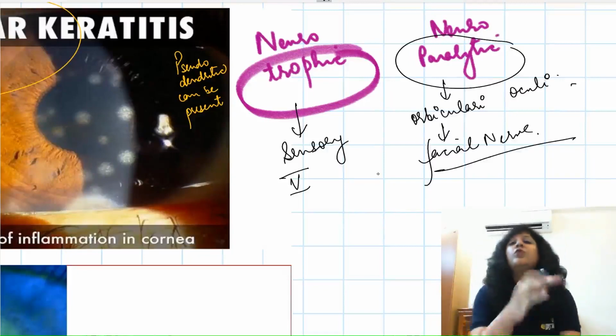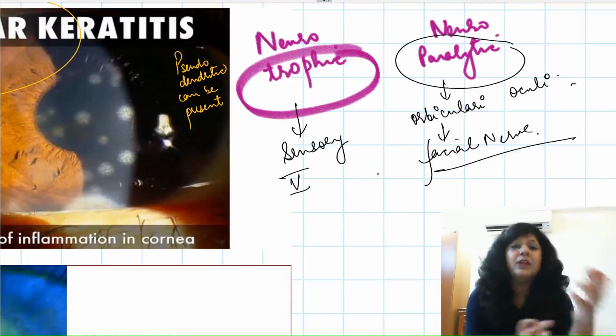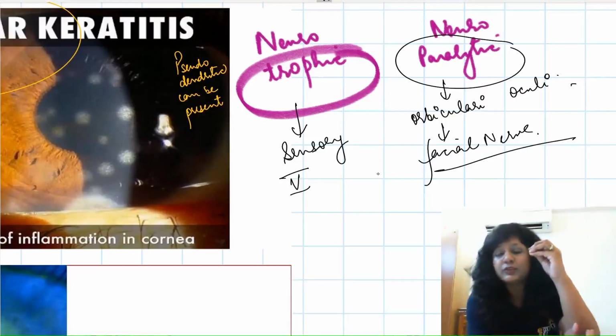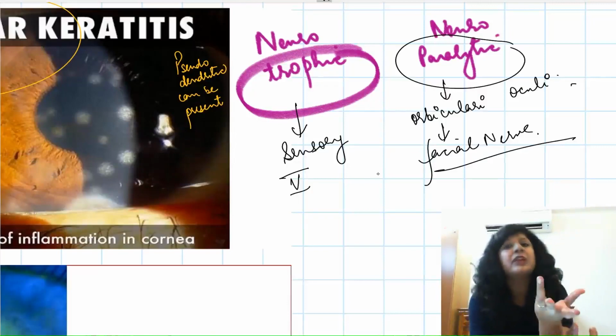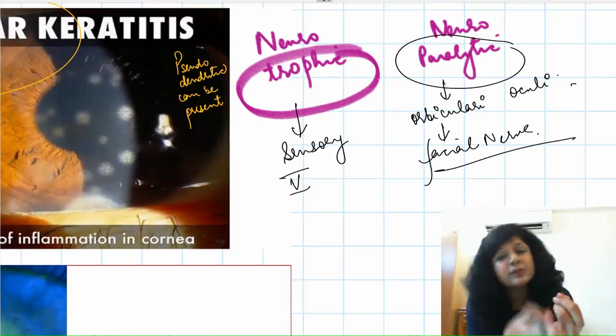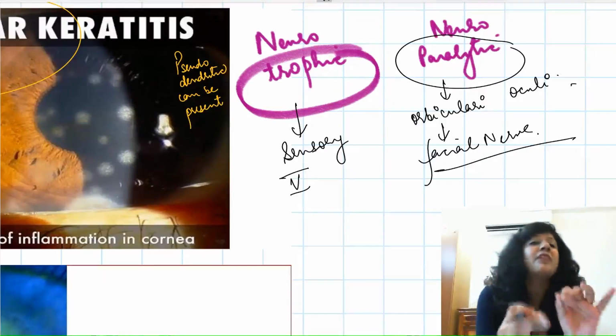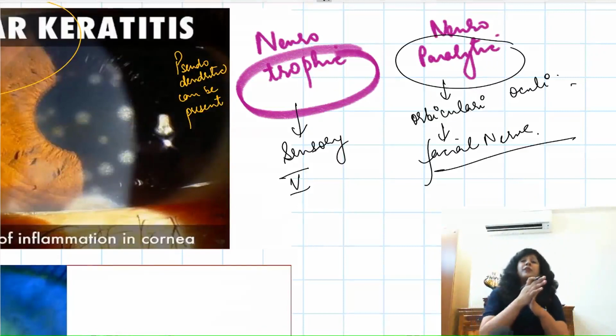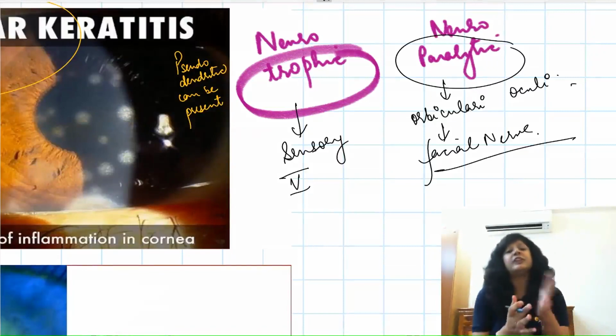Whenever we have neurotrophic, the problem is in the trigeminal. Now suppose the orbicularis oculi muscle is paralyzed, the person is not able to close the eyelid. So what can happen? Exposure keratitis. So whether they ask you neuroparalytic or they ask you exposure keratitis, your answer will be the same, facial nerve palsy.